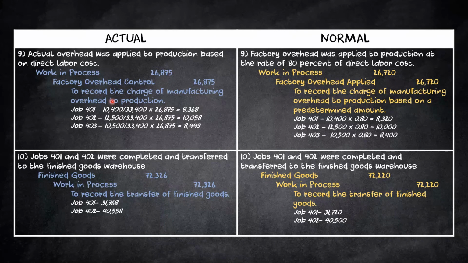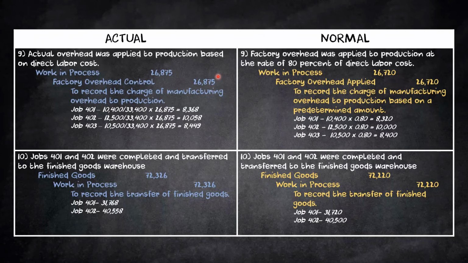So, matatandaan natin ang ating mga direct labor cost ay ito po. So, para ma-allocate natin siya based on direct labor cost, i-divide natin siya by its total, which is 33,400, and then i-multiply natin siya by 26,875. Para makuha itong mga amounts na to, and then kapag tinotal po natin yan, ito rin ang lalabas.